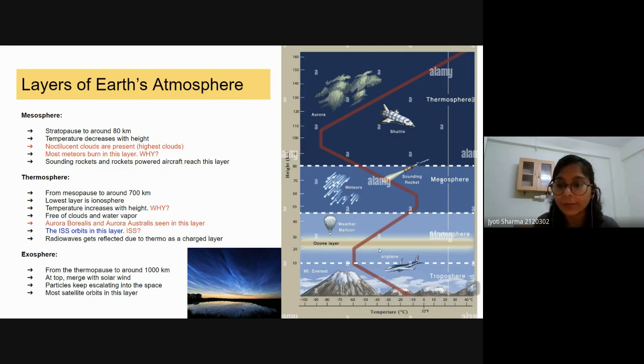And we already have talked about this, like in the stratosphere and in the mesosphere, sounding rockets can operate. The meteors will be burned in the mesosphere. Then some auroras will be observed in the thermosphere. Let's talk about these auroras, what these are.